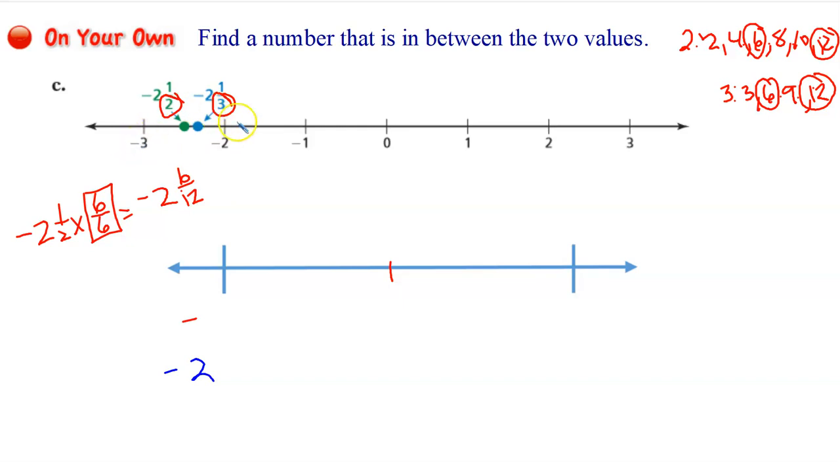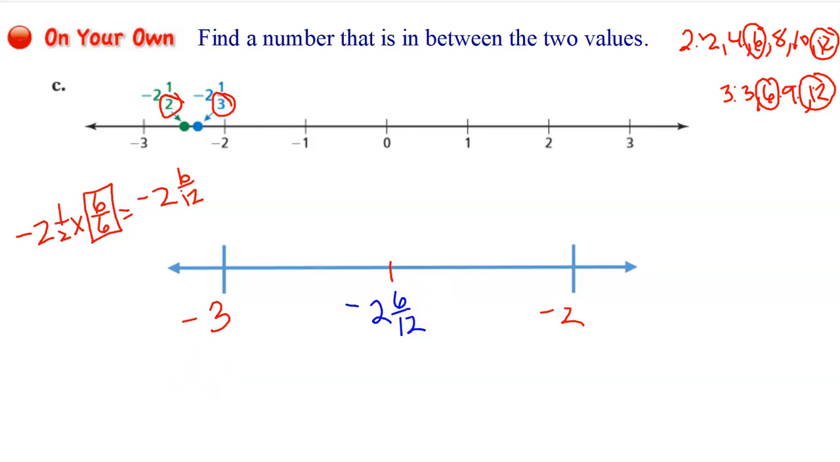This is supposed to be my number line, -3 and -2. And then the number that I just made was 2 and 6/12, which is 2 1/2, which is right in between -2 and 3. So this is where -2 and 6/12 would be living. Let's go ahead and erase that mistake that I made.